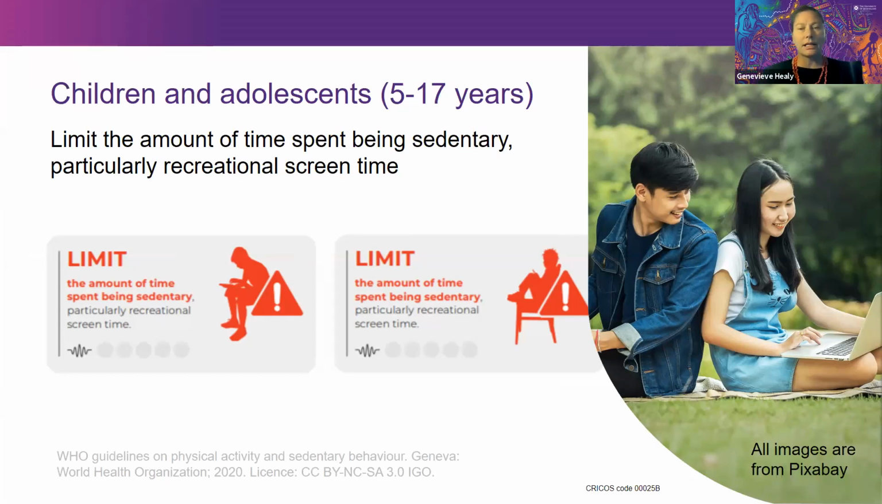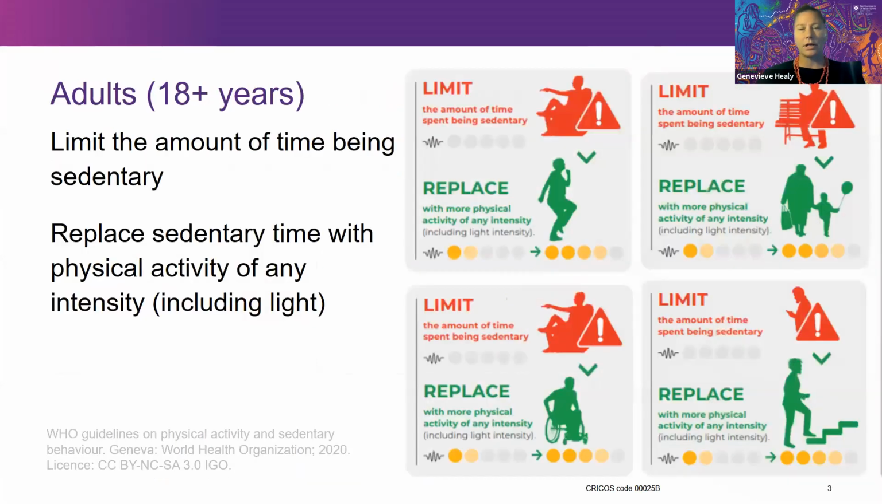So for children and adolescents, including those living with disability, the guidelines are to limit the amount of time spent being sedentary, particularly the amount of recreational screen time. This was a strong recommendation with low certainty evidence. For adults, including older adults, adults with a disability, those with chronic conditions, and pregnant and postpartum women, the guideline is to limit the amount of time being sedentary and to replace sedentary time with physical activity of any intensity, including light intensity activity. And all of these are strong recommendations with a mix of low and moderate certainty evidence.